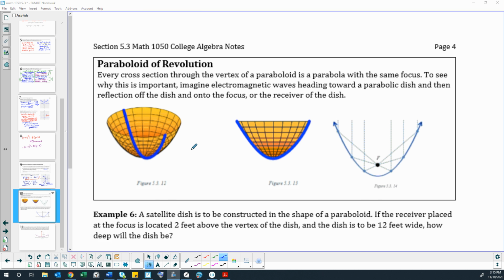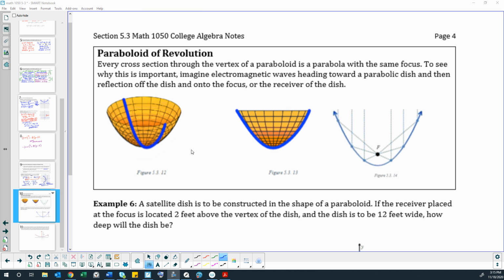5.3, let's look at some application problems. Every cross-section through the vertex of a paraboloid is a parabola with the same focus. A paraboloid is a three-dimensional version of a parabola. To see why this is important, imagine electromagnetic waves heading toward a parabolic dish and then reflecting off the dish onto the focus, or the receiver of the dish.